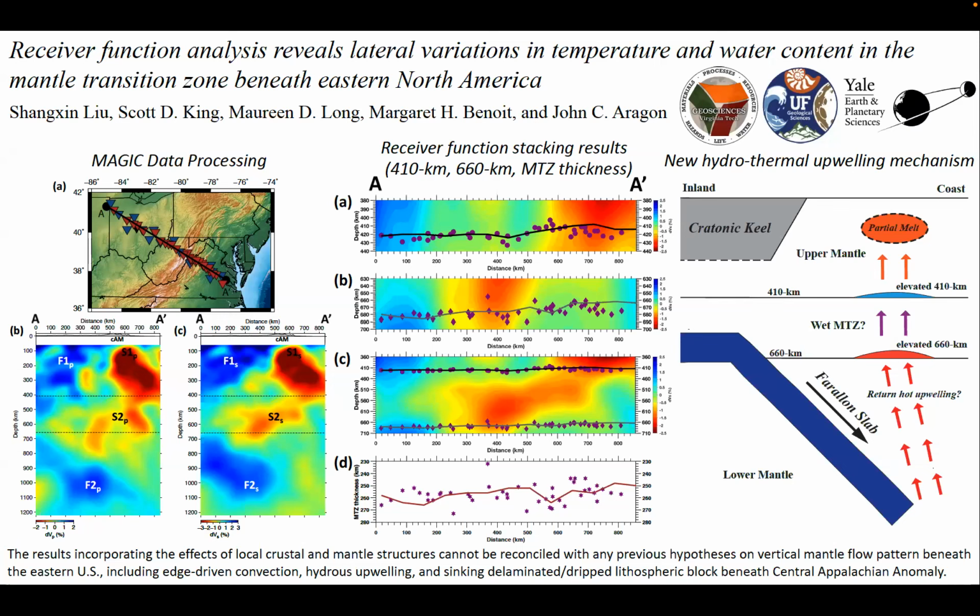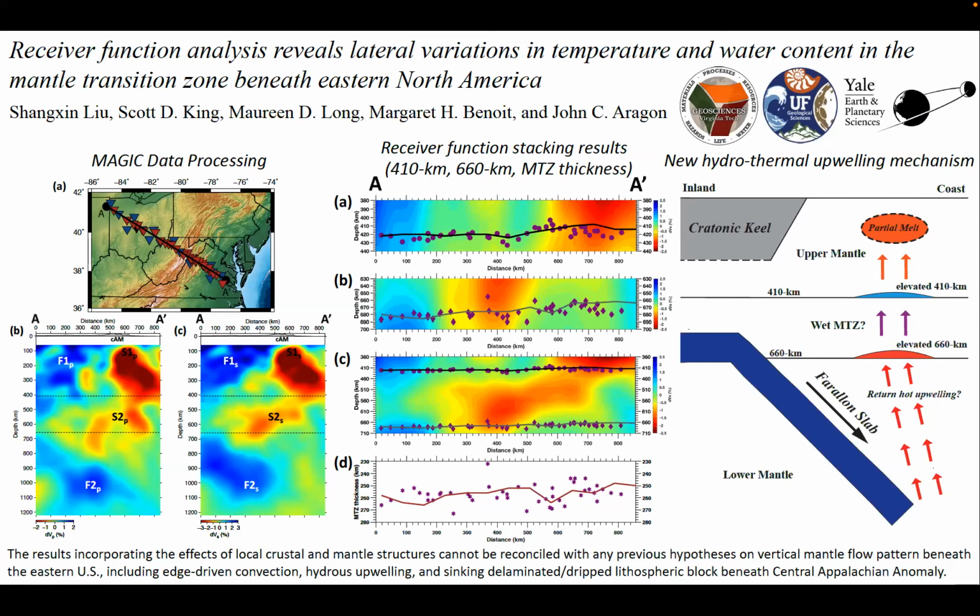From our results, incorporating the 3D velocity correction, we find that both the 410 and 666 structures, both interfaces, become shallowing from the inland to the coast, which is hard to reconcile with any of the 3 previous hypotheses regarding vertical mantle flow, which include edge-driven convection, hydration from the deep Farallon slab, and also the dripping, sinking lithospheric block from delamination.